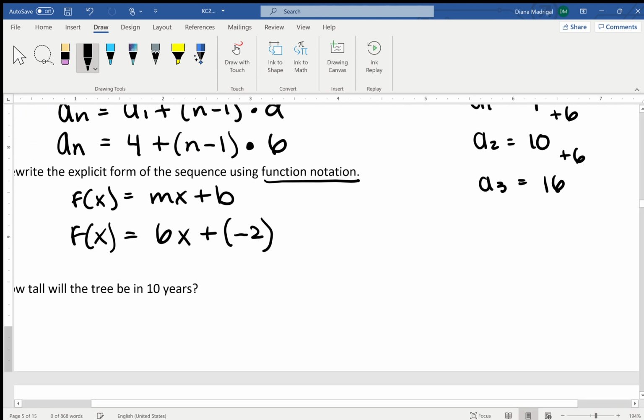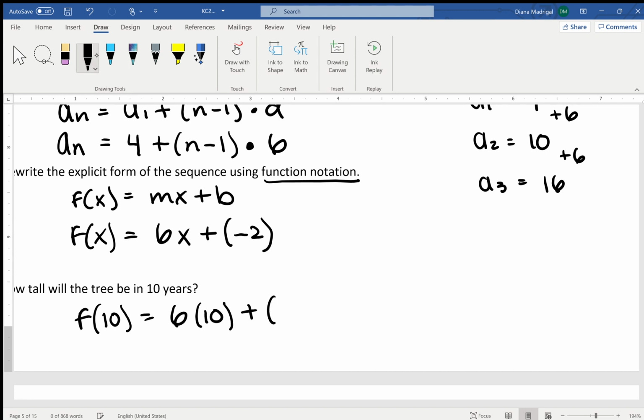Then for the last one, you can use whatever equation you want. Again, plug in the value of n or x. It doesn't matter. I'm going to do it for f of x. F of 10 equals 6 times 10 plus (-2). Again, you plug this in the calculator. Literally everything you have here, make sure you put that -2 in parentheses. You have 58. Your answer for after 10 years is going to be 58.